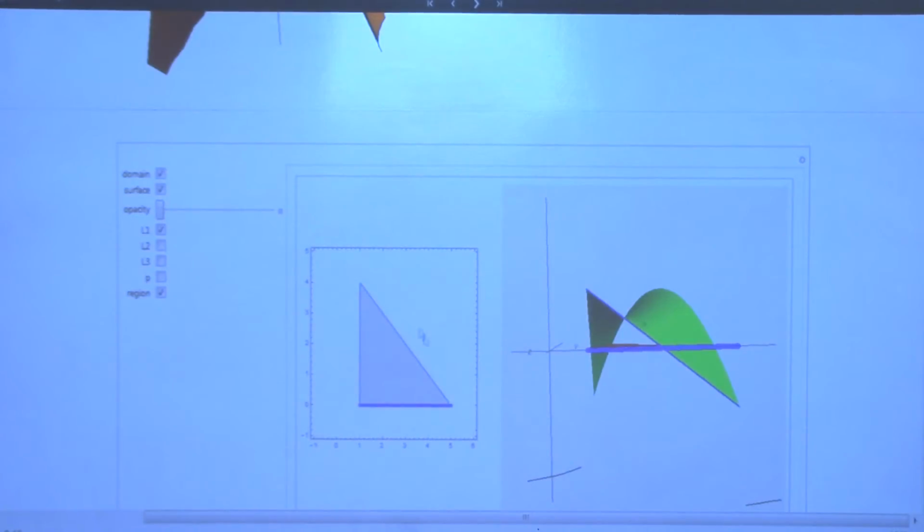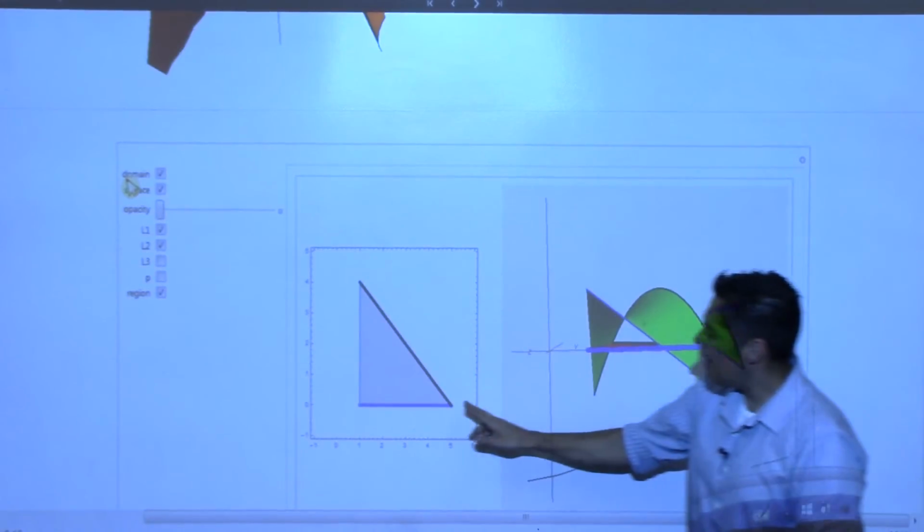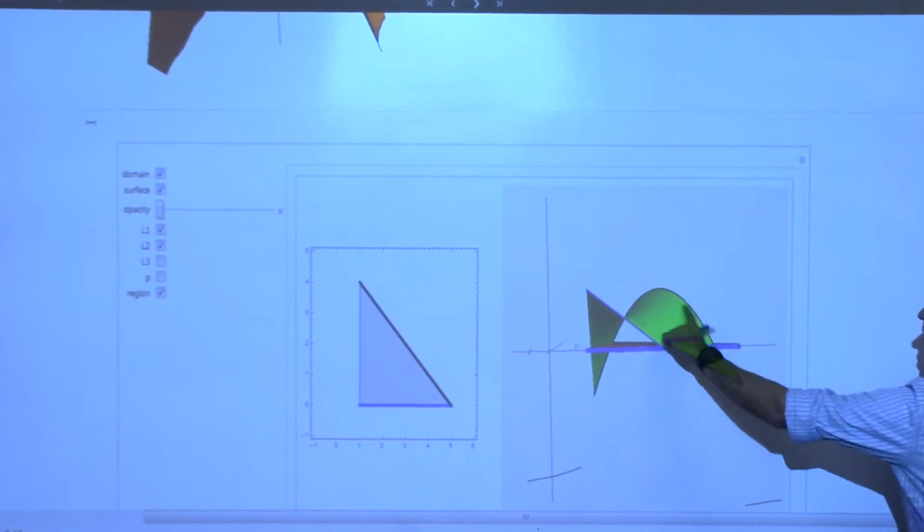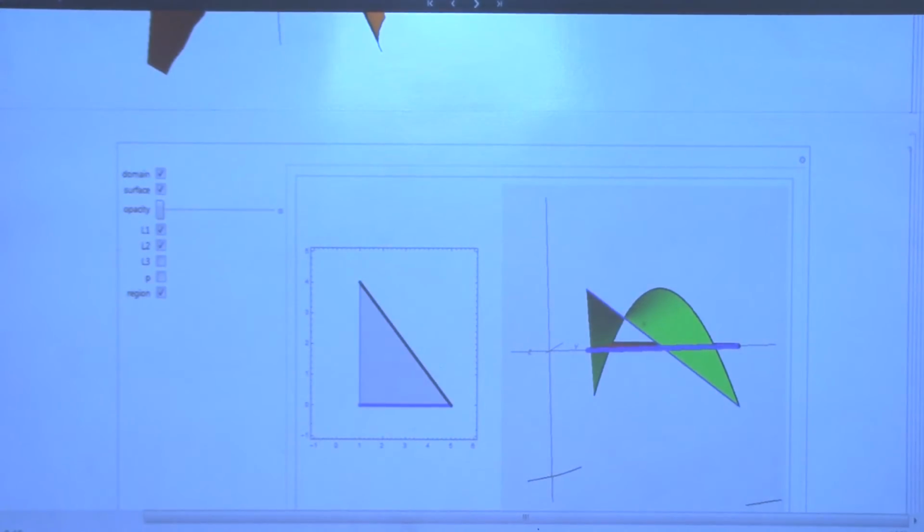Now, I could do the same thing for each of the boundaries. I could go to L2, which is this black line right here. And imagine plugging just those into the function, and you would get this edge. Now, let me just spin it around so you can see it.